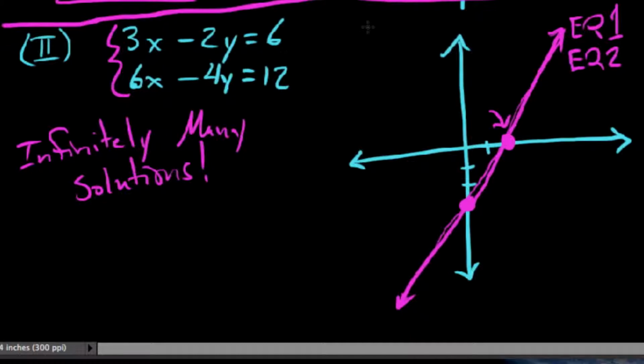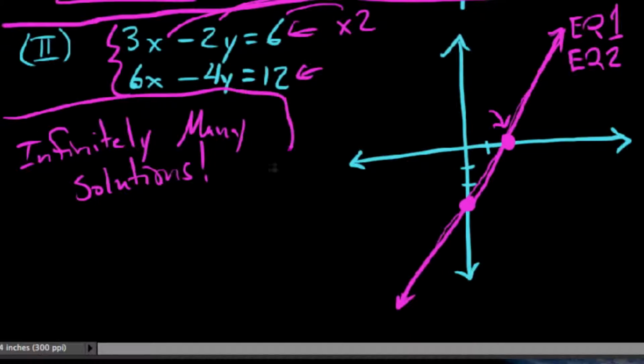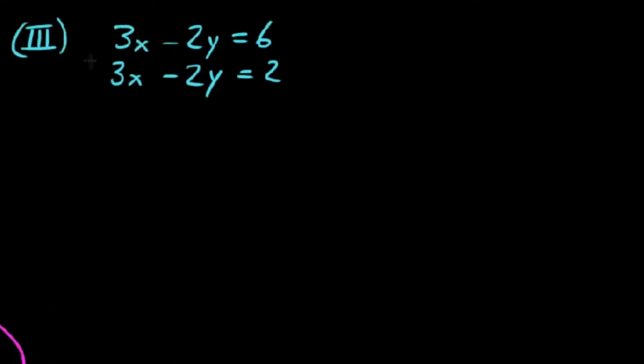Okay? And you might notice this. As a matter of fact, the second equation here, if you were to take the entire first equation times 2 throughout the whole thing, you would get the second equation. So they really are the same equation if you think about it. But this would be a case where we have infinitely many solutions. Cool. Okay? Let's go ahead and take a look at system number 3 up here.